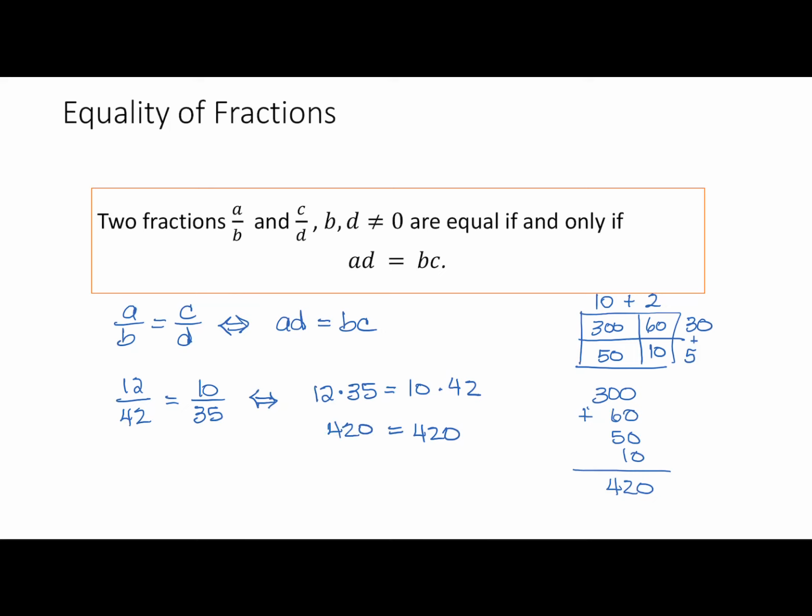Okay, so a fourth method is 12 over 42 equals 10 over 35 because 12 times 35 equals 10 times 42 equals 420. All right, so lots of ways to check that two fractions are equal.